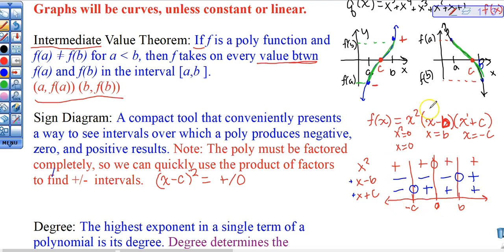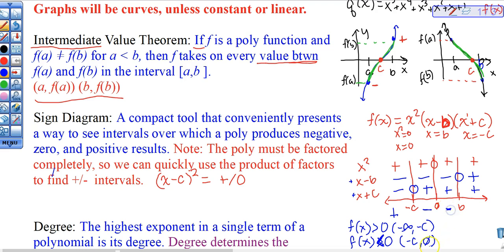But what we have to do is multiply them all together. So positive times negative is positive. So that's a positive interval from negative infinity. So I'm going to say f of x is greater than 0 from negative infinity to negative c. We know that. Okay, let's go to the next one. Positive times positive is negative. All right, so f of x, my y's are going to be less than 0 over the interval negative c to 0. Okay, let's do the next one. What do we get?